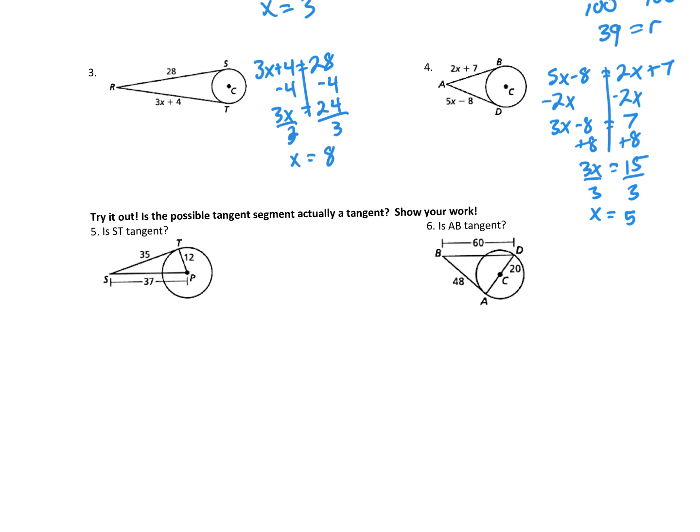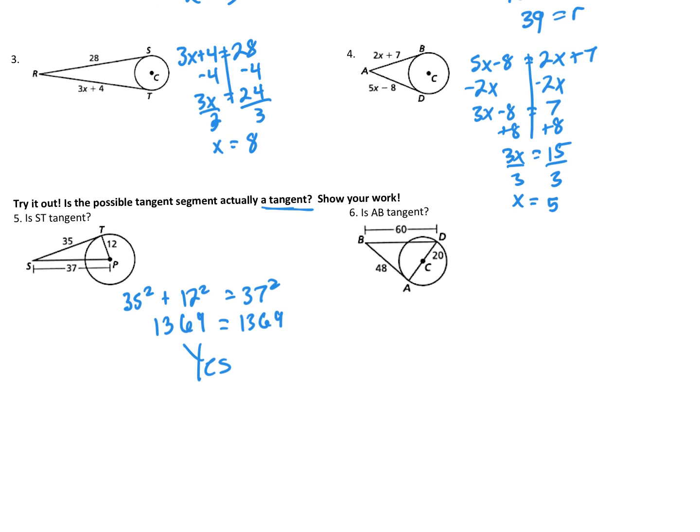Finally, is it possible? Are the tangents actually tangent? Well, in order to do that, we need to use the Pythagorean theorem. We square the small ones and add together, and we see if they equal the longer one. So 35 squared plus 12 squared, does it equal 37 squared? So we're going to just type these into the calculator, and this gives me 1369 on this side and 1369 on this side. So yes, because they're the same.